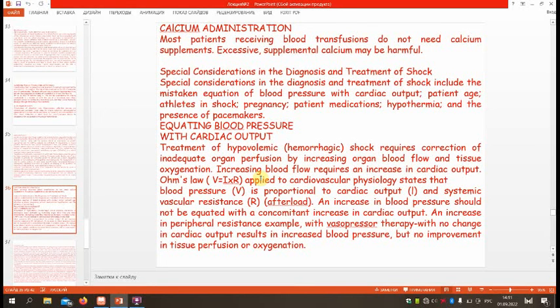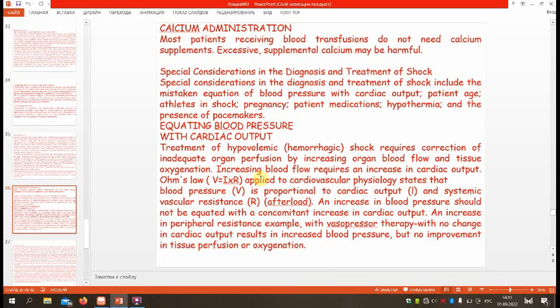Special considerations in the diagnosis and treatment of shock. Special considerations in the diagnosis and treatment of shock include the mistaken equation of blood pressure with cardiac output, patient age, adolescent shock, pregnancy, patient medication, hypothermia, and the presence of pacemakers. Equating blood pressure with cardiac output.